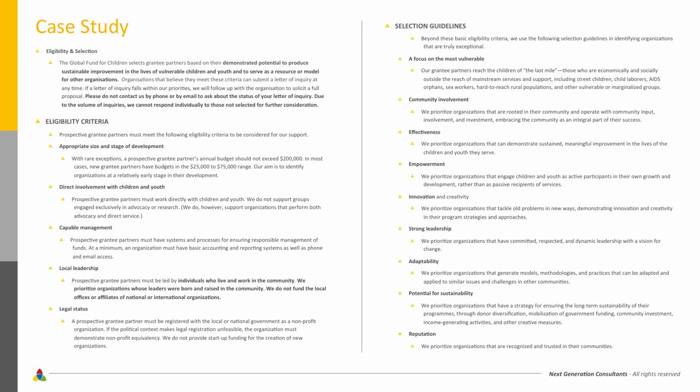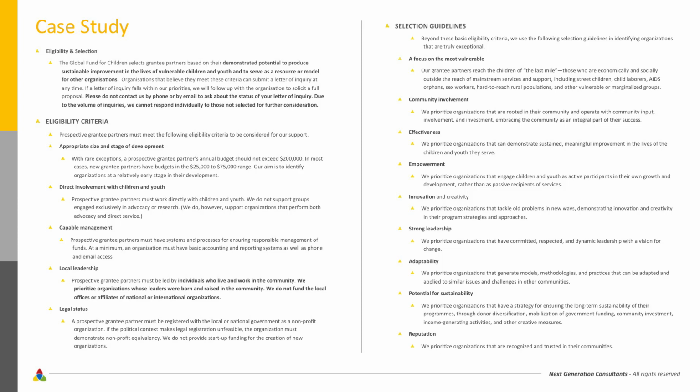When it comes to our selection guidelines, the first and most important thing is we look for a focus on the most vulnerable. And they describe it here. Our partners must reach children of the last mile. So what does that mean? Those who are economically and socially outside the reach of mainstream services and support, including street children, child laborers, AIDS orphans, sex workers, hard to reach rural populations, and other vulnerable or marginalized groups.